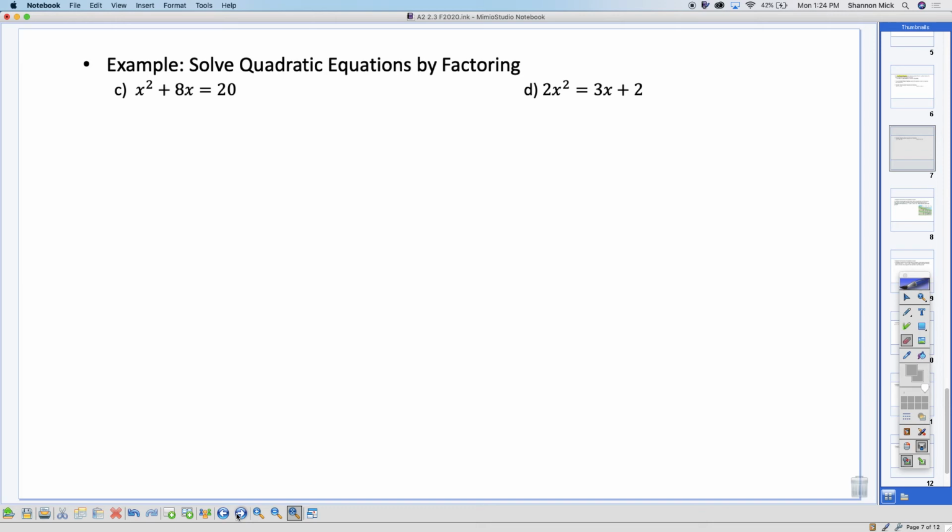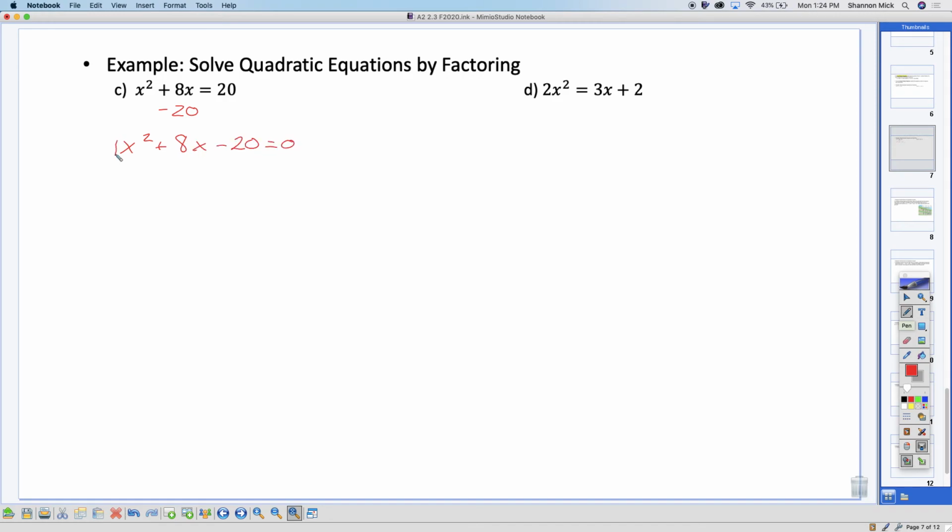So the first thing I have to do is set it equal to what? Zero. So I can move it left or right, but why would I move everything left and not right? So I don't have a negative leading coefficient, because that just adds work, right? So I'm gonna subtract 20 from both sides. That gives me x squared plus 8x minus 20 equals 0.